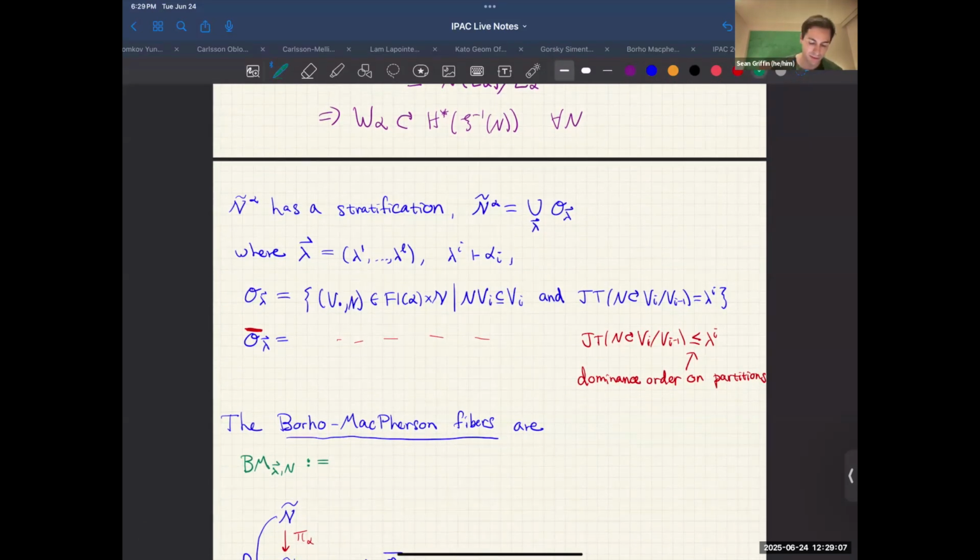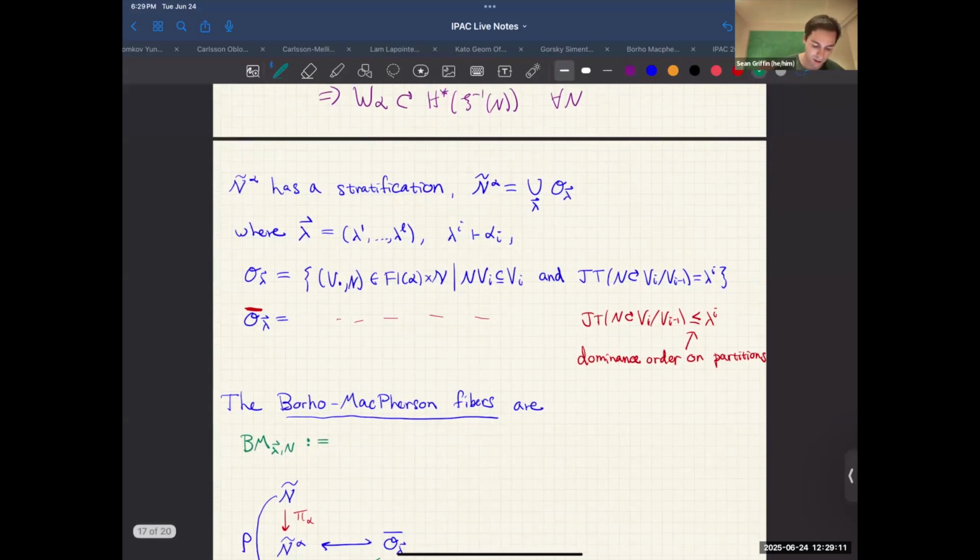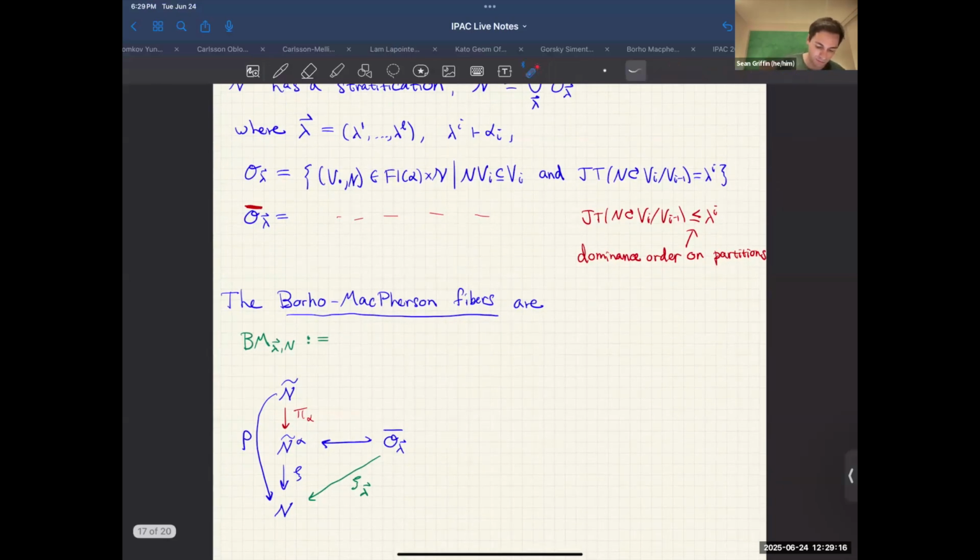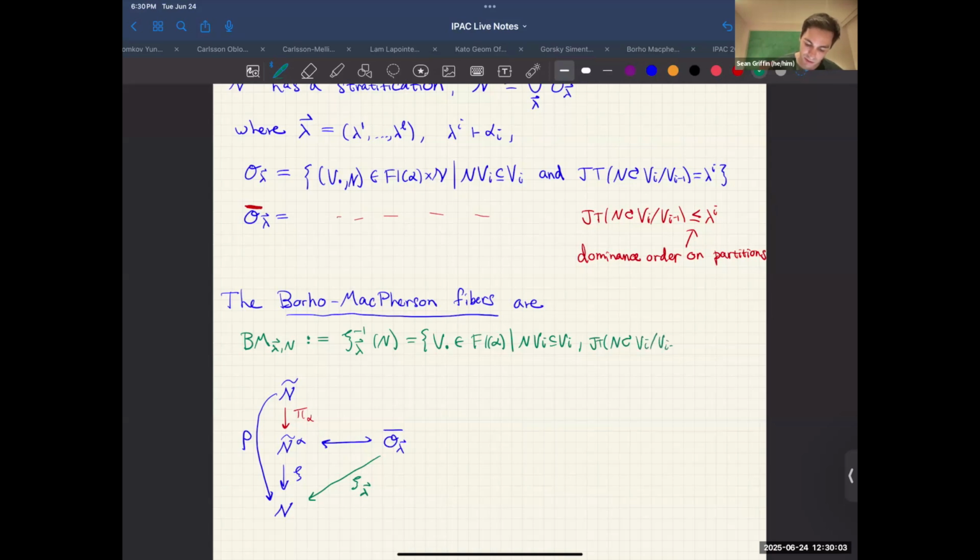And Borho and MacPherson were studying the fibers of this over these strata. So take your stratum closure, include it into this partial resolution, and then this is just the restriction map down to the nilpotent cone. And the Borho-MacPherson variety is the fiber over a nilpotent, but restricted to this fiber. So this is partial flags, and then the same Jordan type condition: N acting on this quotient space is dominated by lambda I for each I.